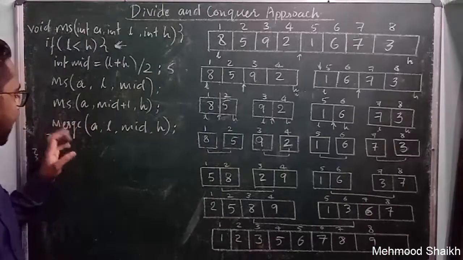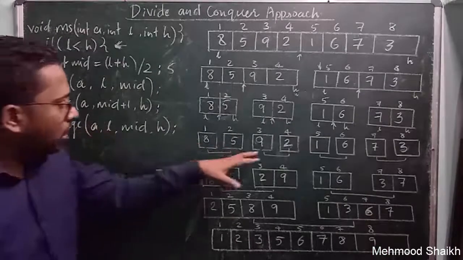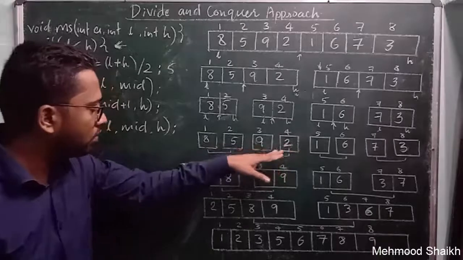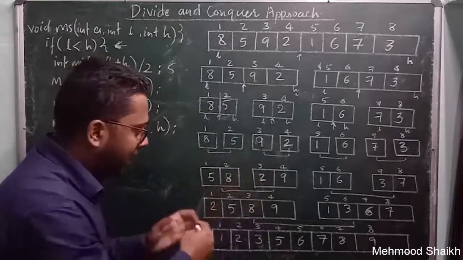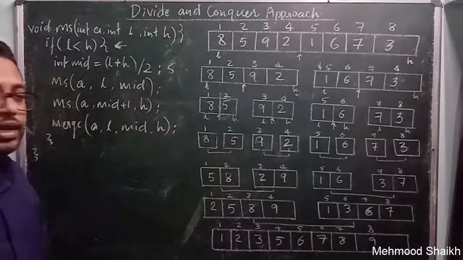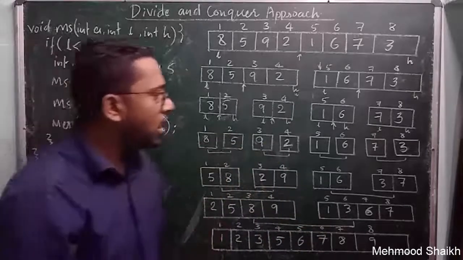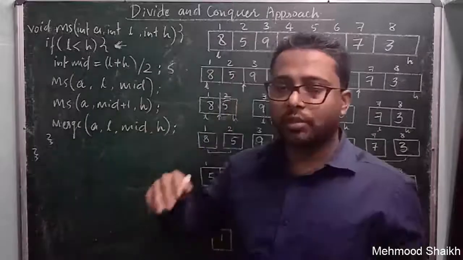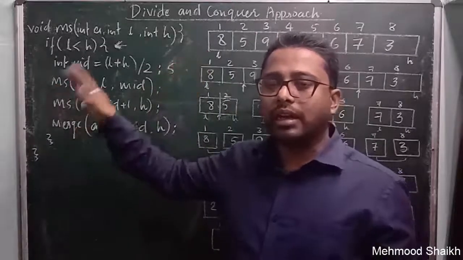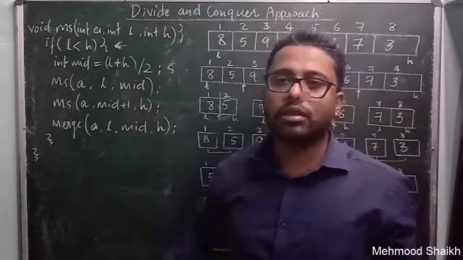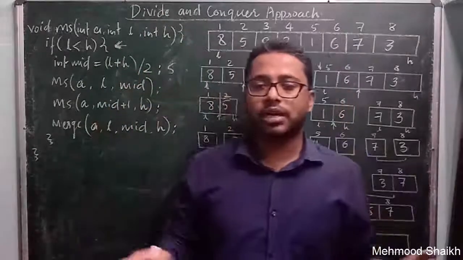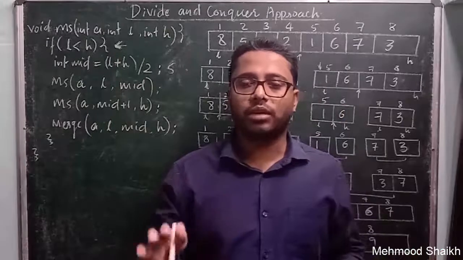So we apply this merge function on these smaller subproblems to compare and combine, and at the end we get the sorted list of elements. I'm sure you have understood the process of sorting a problem of size n by applying the divide and conquer strategy on it. So this is everything about the concept of the divide and conquer approach.